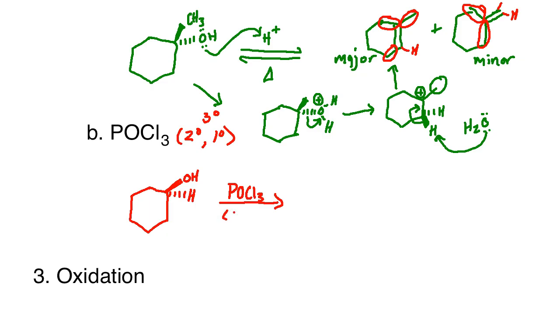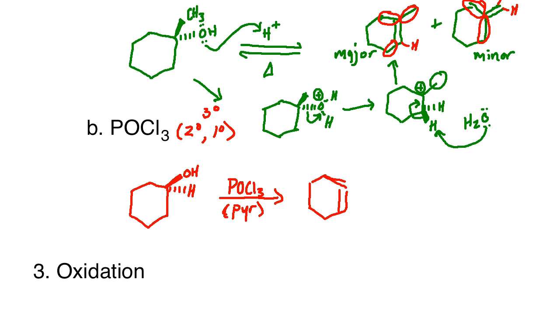A lot of times this is included with pyridine. Pyridine being an aromatic base compound. And what you will end up with is your dehydrated alkene. So dehydrations will provide alkenes when you are working with any sort of alcohol to start with. Okay, so that is one reaction that alcohols can undergo.